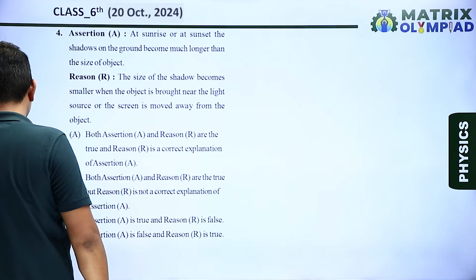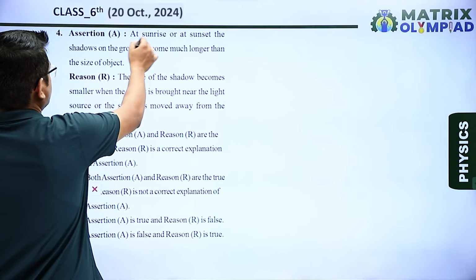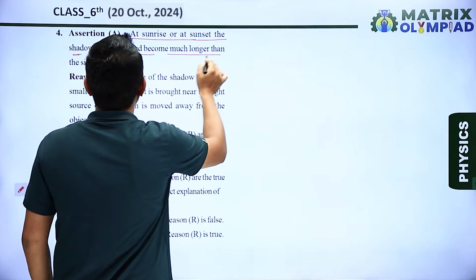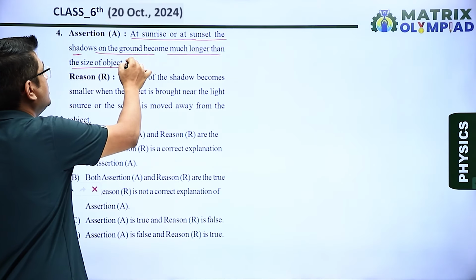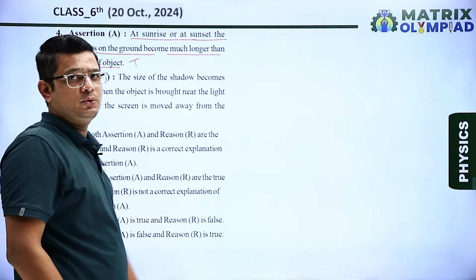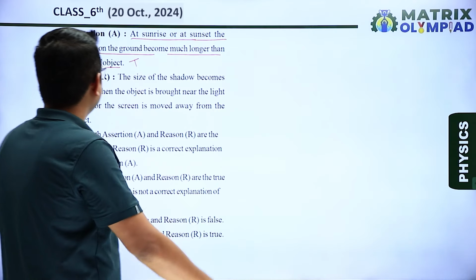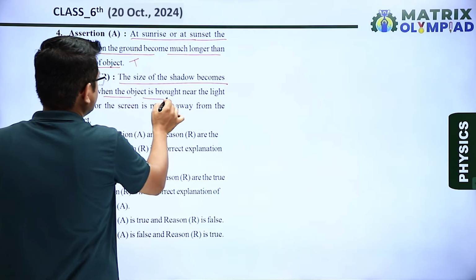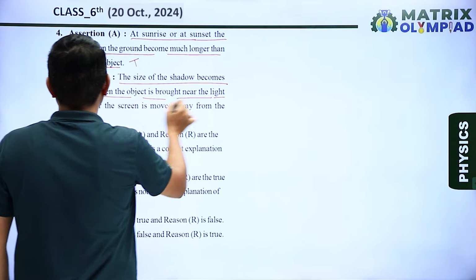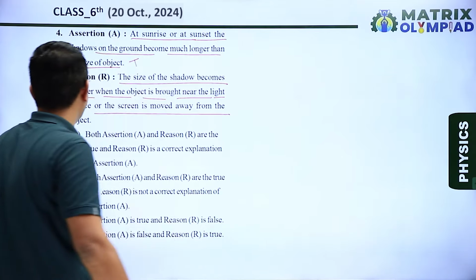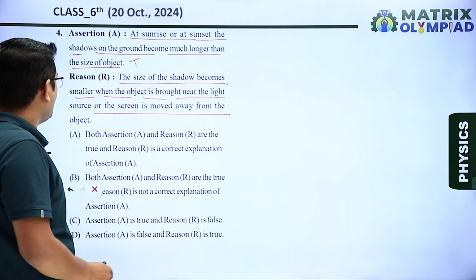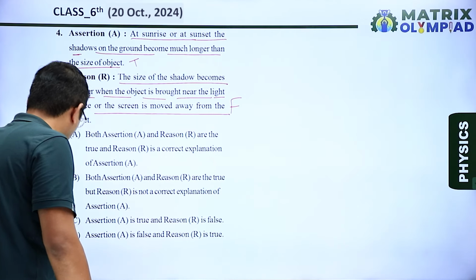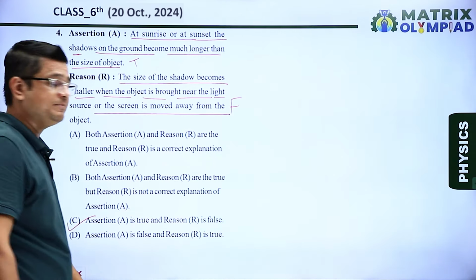Next question number 4, which is an assertion reason question. Assertion: at sunrise or at sunset, the shadow on the ground becomes much longer than the size of the object. That is a true statement. We have seen during sunset and sunrise, the size of the shadow becomes larger. The size of the shadow becomes smaller when the object is brought near the light source or the screen is moved away from the object. So this is a false statement. So we can see assertion is true but reason is false. So the correct answer is option C.